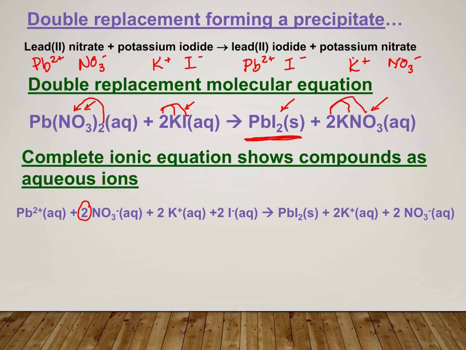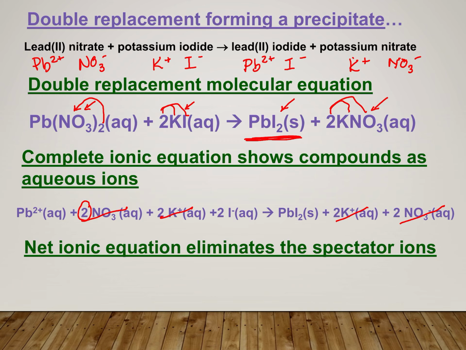Then we'll go through and we'll look for our spectator ions. And those are the ones, again, that are watching the reaction happen. They are showing up the same on both sides. So we have nitrates on both sides, and we have potassium on both sides. So those will end up getting eliminated in our net ionic equation. So our net ionic equation has Pb2 plus 2I minus gives us PbI2 as our solid. Again, those are things that are changing on either side of the reaction, and they're showing how that solid is being formed.